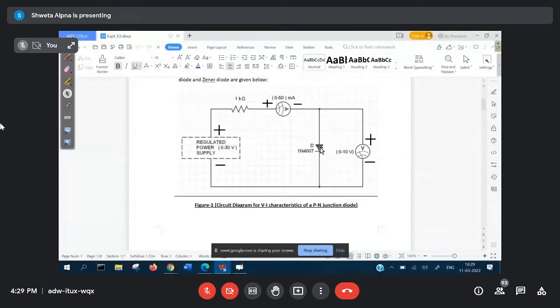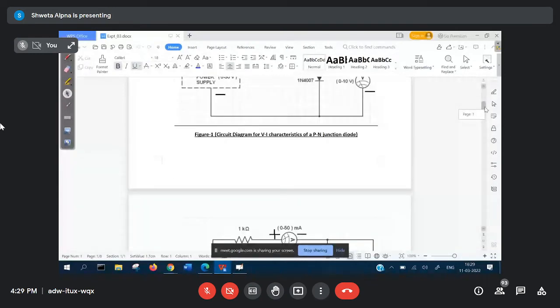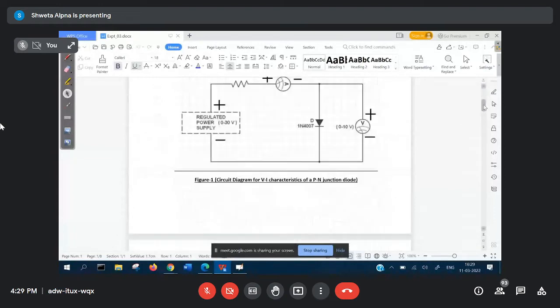The PN junction diode is connected in forward biased, and the current is rising sharply after it has overcome the barrier potential. We are increasing the supply from 0, and once it becomes 0.1, 0.2, 0.3, we'll be increasing the voltage gradually and measuring the current. We find the current is almost 0 until your input voltage is reaching 0.7 volt for silicon diode. If your diode is made up of silicon, 0.7 volt. If diode is made up of germanium, 0.3 volt.